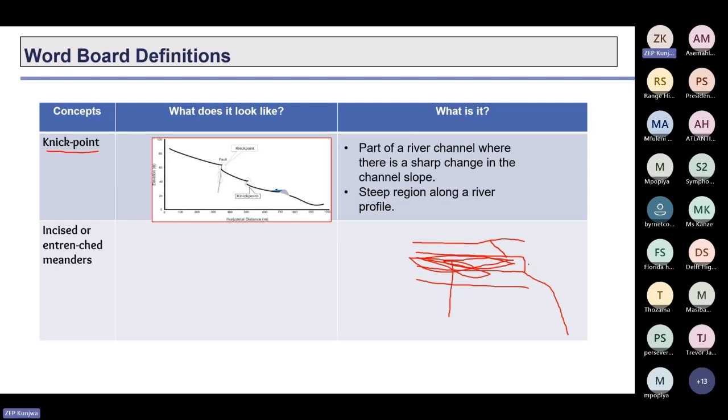So that is the first way your nick point is created. Your nick point here is this part that is steep. That is your nick point, just like an elbow or a knee. All right.